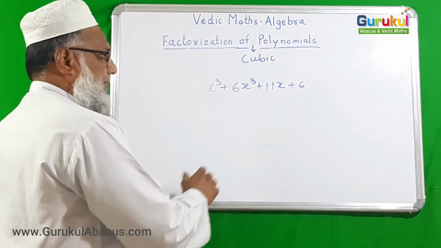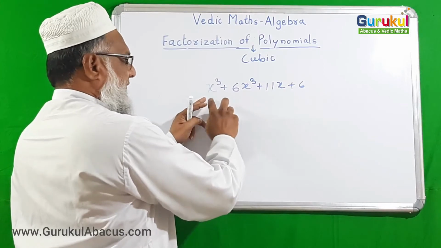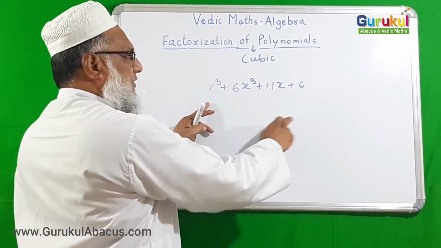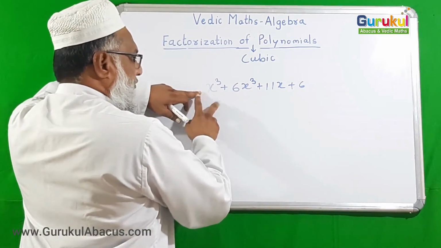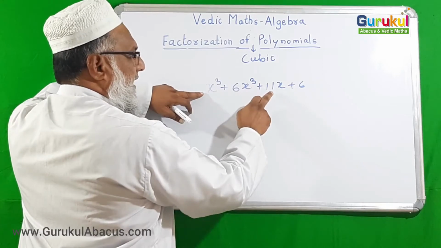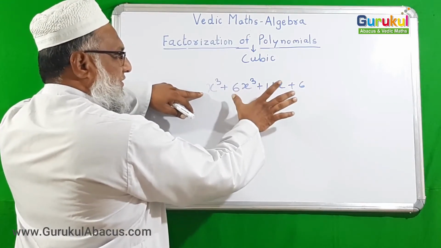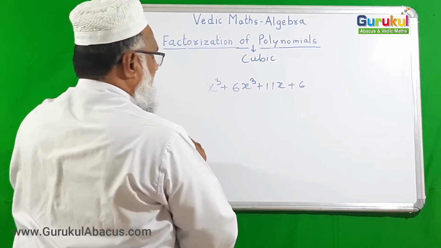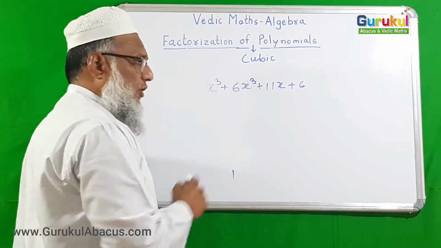See, the first and third terms are the odd terms, and the second and fourth are the even terms. If the sum of the coefficients of the first and third is equal to the sum of the coefficients of the second and fourth, then we can suppose that one of the factors is one of them.